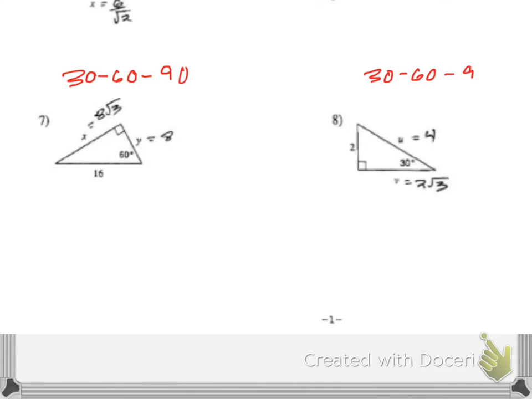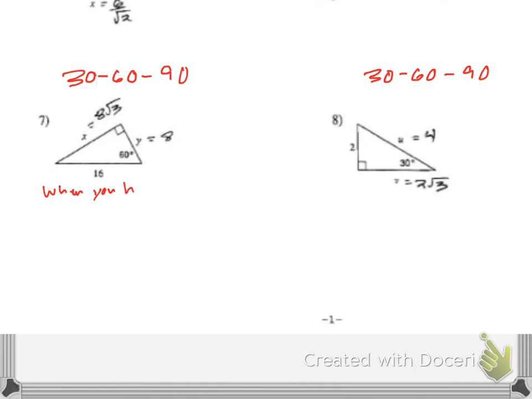All right, backside. Let's get to 7 and 8, 30, 60, 90 triangles. Changes a little bit. There are two relationships. One, the long leg and the short leg are a square root of 3 factor apart. So the short leg times the square root of 3 is the long leg. Then the short leg and the hypotenuse have a 2-to-1 ratio relationship. So take the short leg times 2 and you get the hypotenuse.